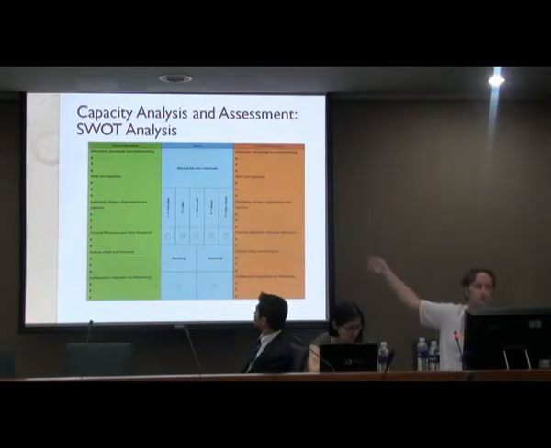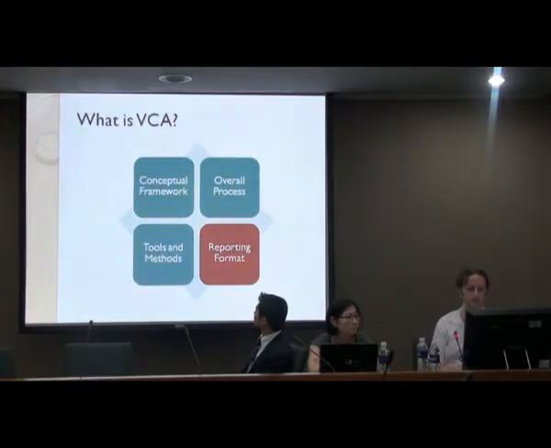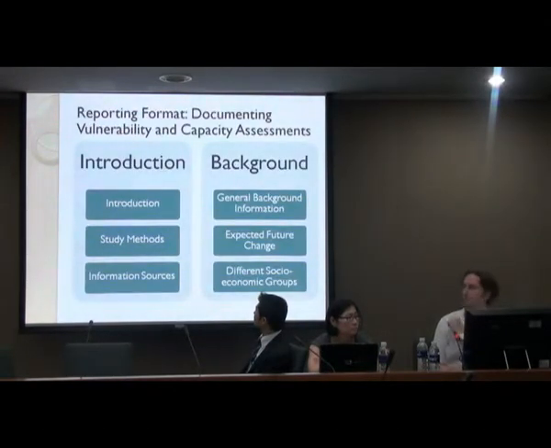Once you know what you're going to do, you use this chart to look at whether you have enough knowledge and skills to be able to do it, whether you have people who are going to be responsible, whether you have the financial resources and equipment that you need. And then at the bottom, you just look at what your external opportunities and threats are going to be under climate change. And then the final part is that we suggest a reporting format.